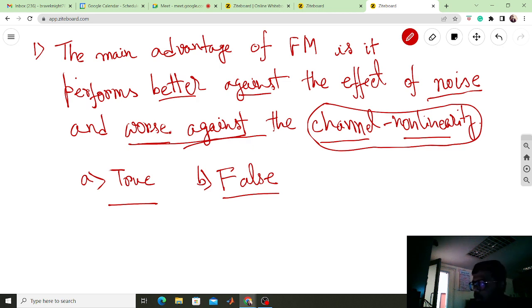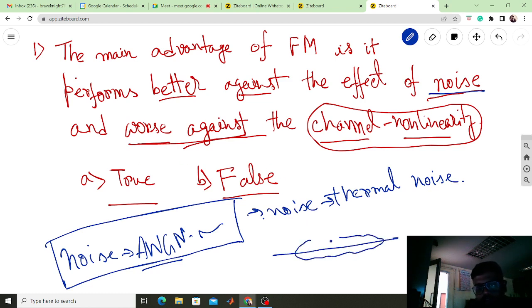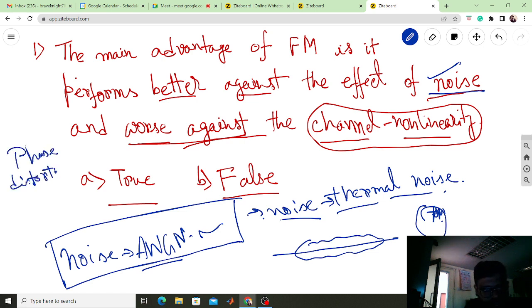Yes. So according to my understanding also, I feel that against noise, if I consider only the AWGN noise, not interference, if the noise is only thermal noise, then as in FM we use a huge bandwidth than the AM, we have advantage against the noise in that case. But it will perform worse against the channel nonlinearity, because if there is a phase distortion, that will affect the particular frequencies, not the amplitude.